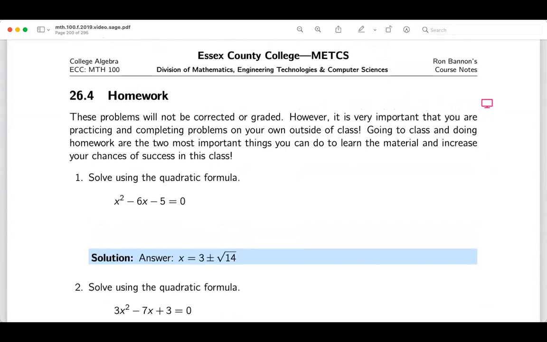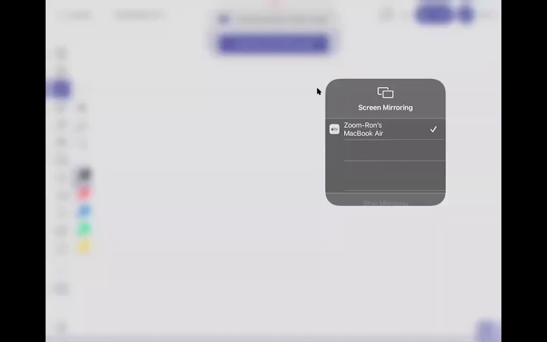Open up my computer again. See what I got here. Oh, there it goes. Took a little time to happen.